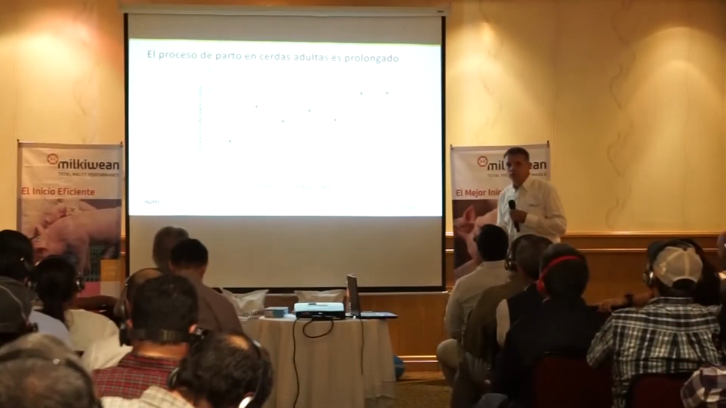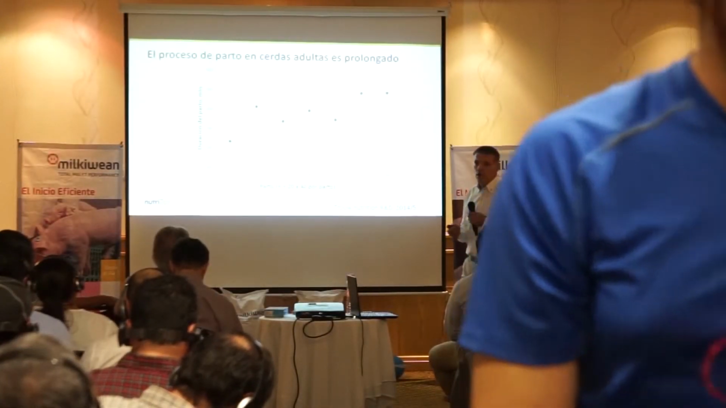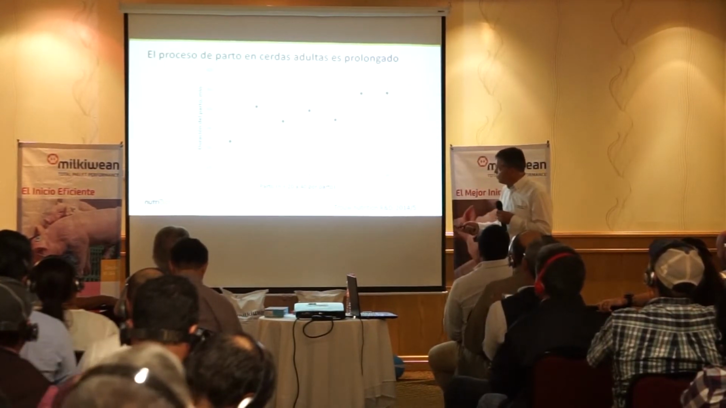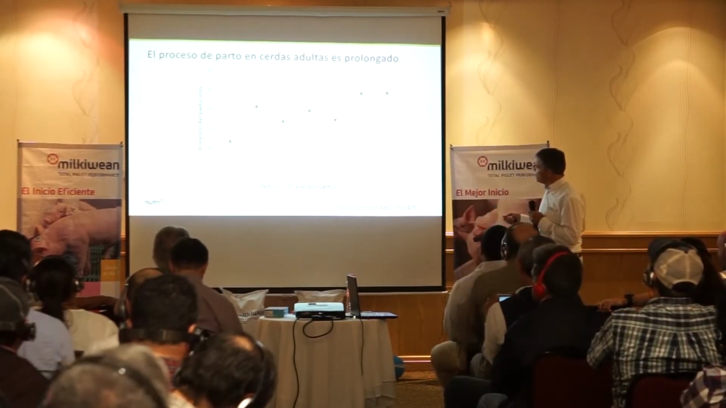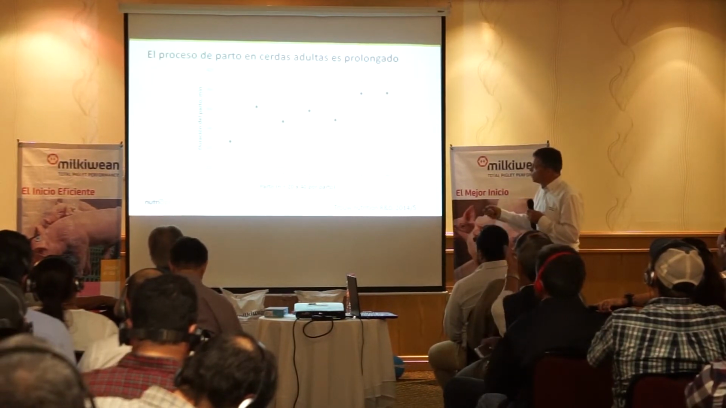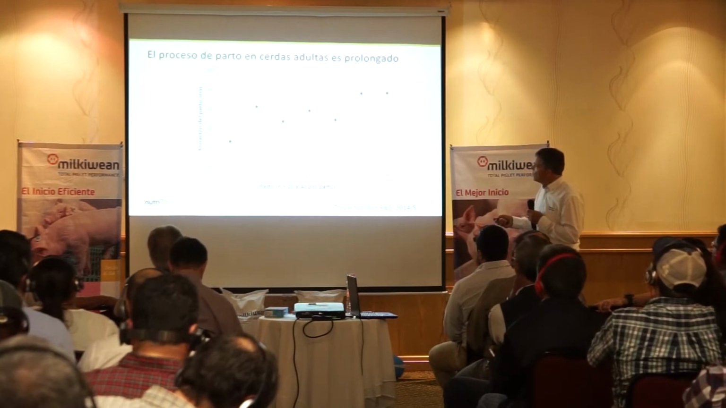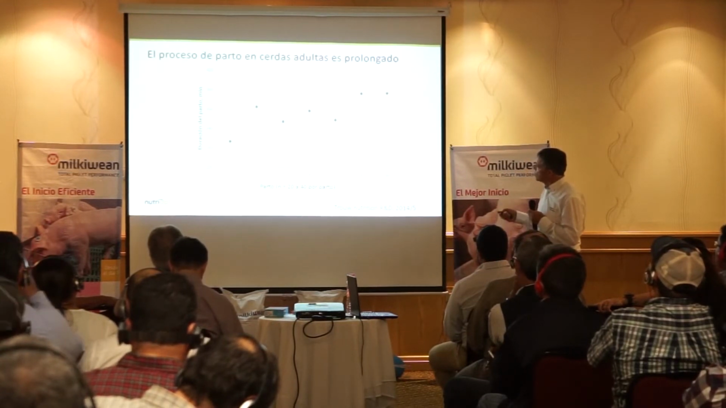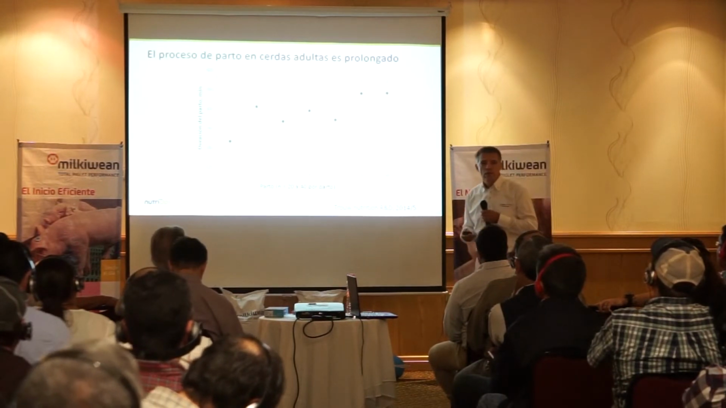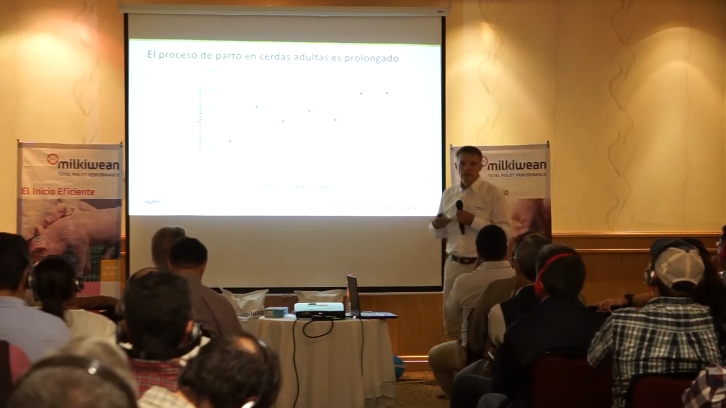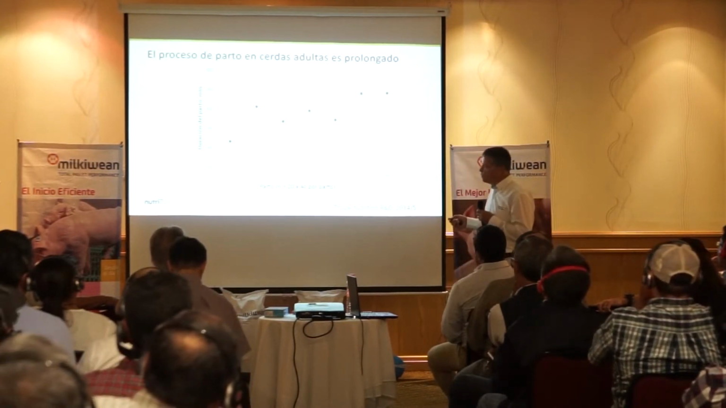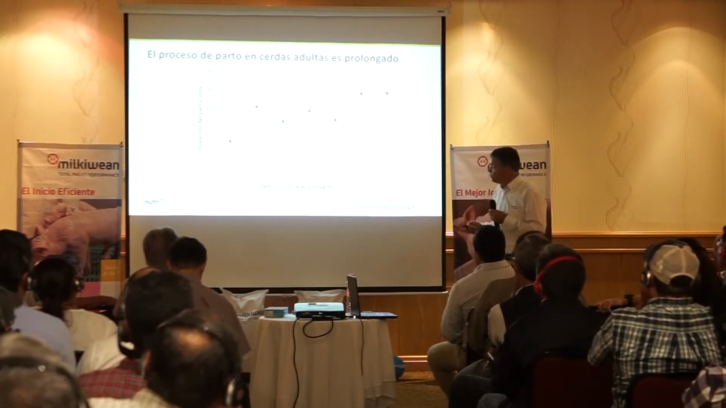Another factor that has an influence on the duration of the farrowing process is the parity number. Here we have the different parity numbers, and here we have the duration of the farrowing process in minutes. You see that the older the sows get, the longer the farrowing process will be. And with that, you can expect that with older sows you will have more stillborn piglets than with younger sows.